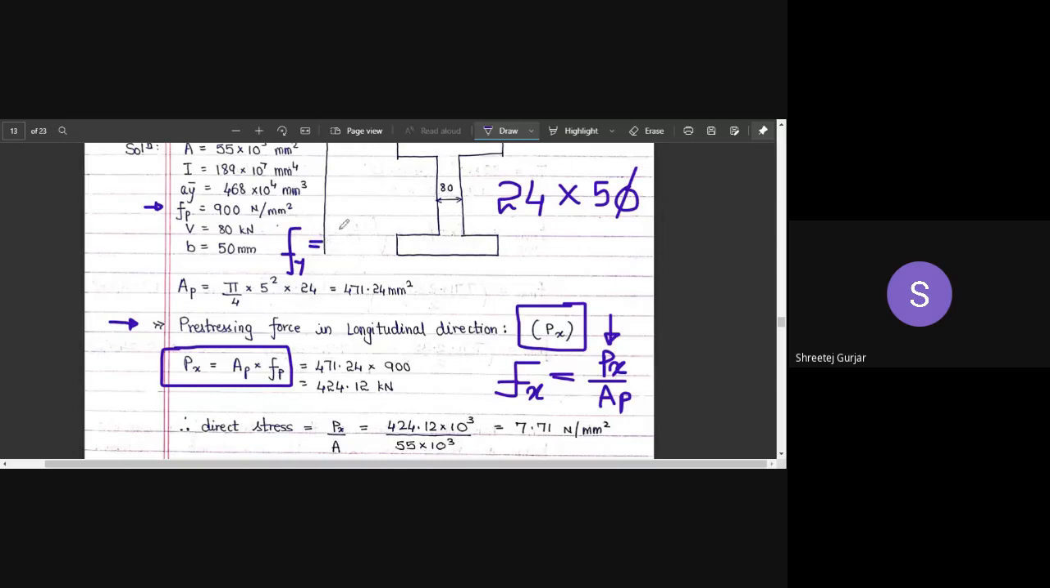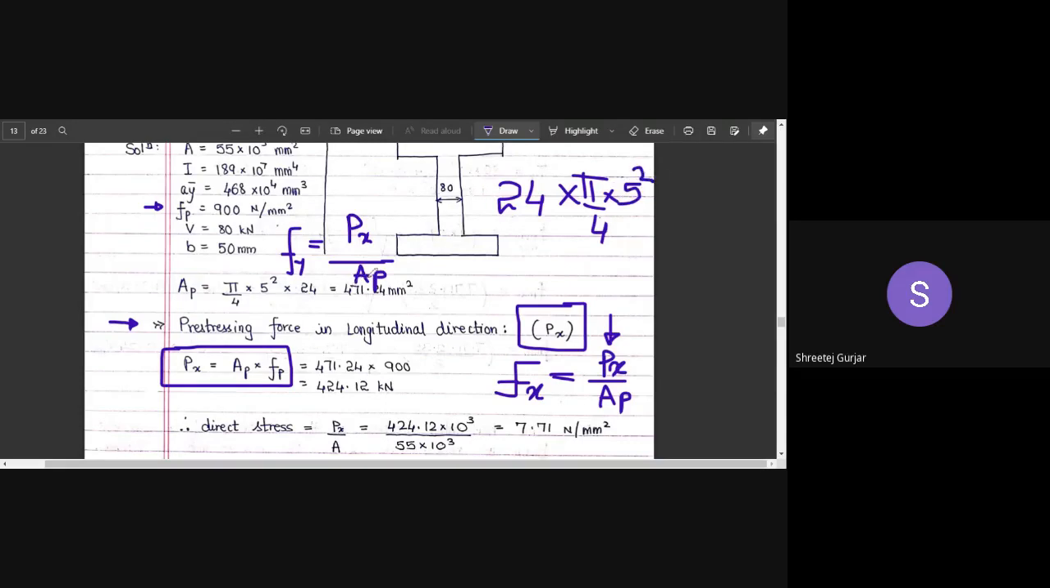Stress in wires is equal to what? The force applied in the wires divided by the total cross-sectional area of the wires, right? So stress in the cable is equal to the force in the cable divided by the total cross-sectional area of the cables. Now what is the total cross-sectional area? They have given 24 into 5 mm dia, right? So 24 into what? Into pi by 4 into d square, right?